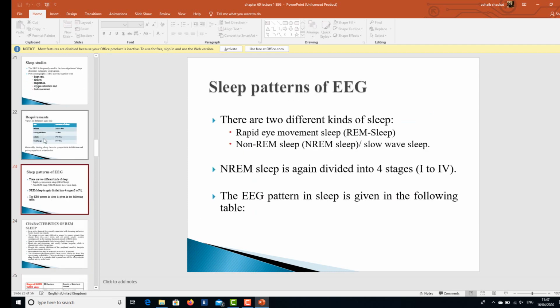So, regarding sleep patterns, there are two different kinds of sleep: rapid eye movement sleep and non-rapid eye movement sleep. Non-rapid eye movement sleep is again divided into 4 stages, stage 1 to stage 4. The EEG pattern in sleep is given in the following table.